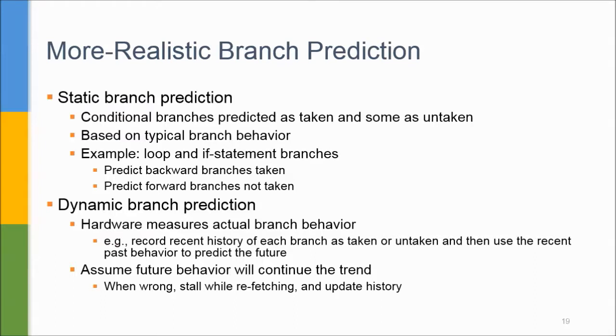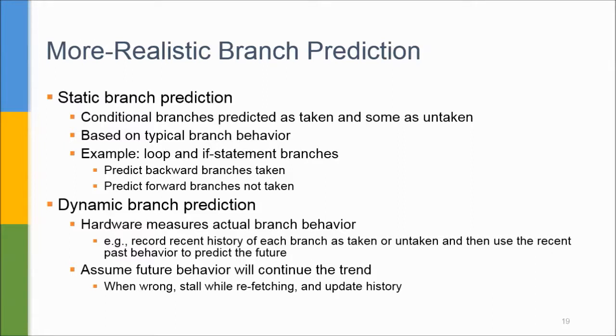More realistic branch prediction. Branch prediction strategies. Some ideas for branch outcome prediction are static branch prediction and dynamic branch prediction.